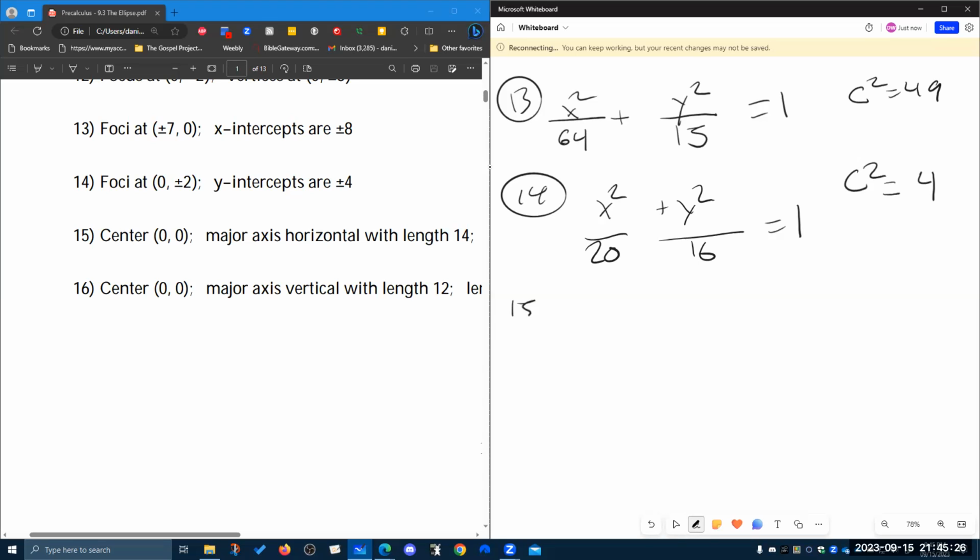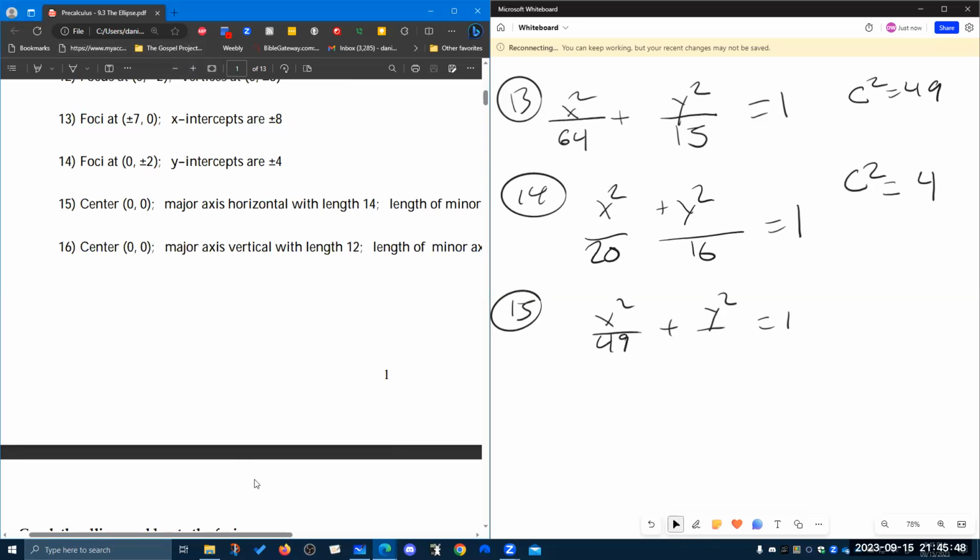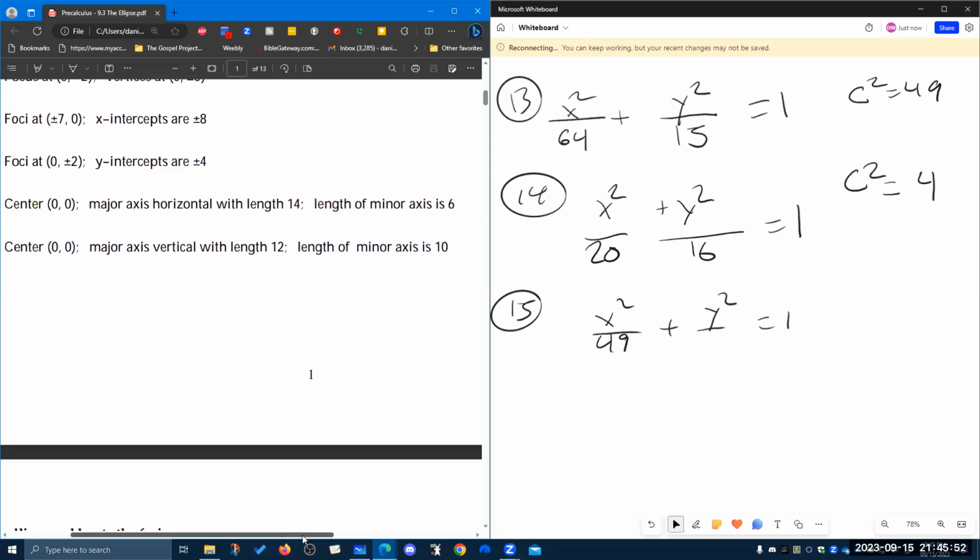And then center at (0, 0). Major axis is horizontal with a length of 14. So half of that is 7. 7 squared is 49. Length of the minor axis is 6. So there we go.